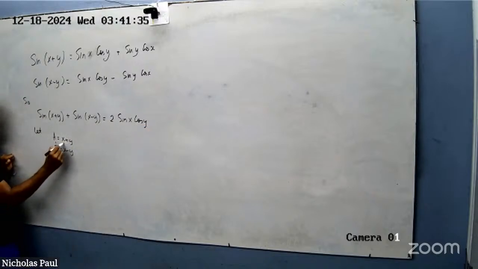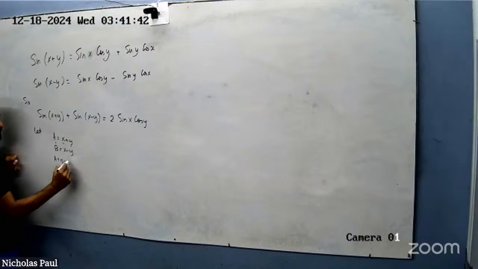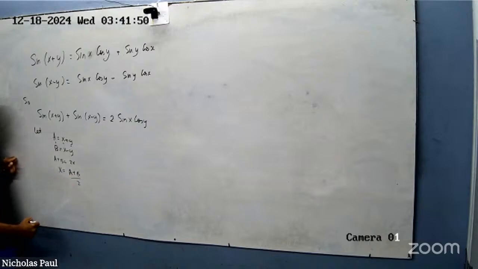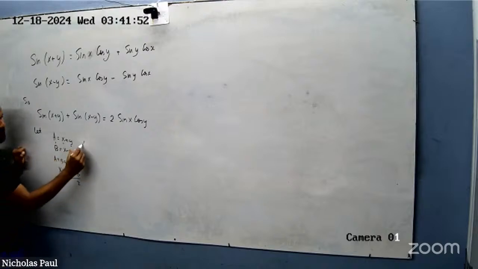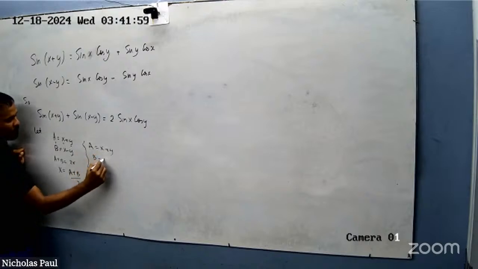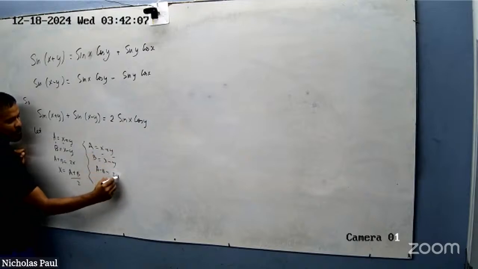Can I add? If I get A plus B, that will be 2x. A plus B is 2x, and so x is what? A plus B all over 2. Correct? What about if I minus instead? If I took A minus B, I'll get A minus B. This is 0. This is 2y. So I'll get y to be A minus B on 2.